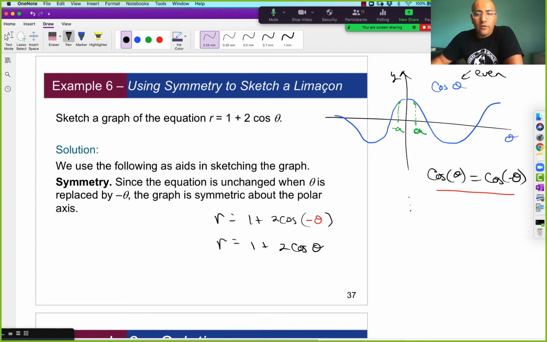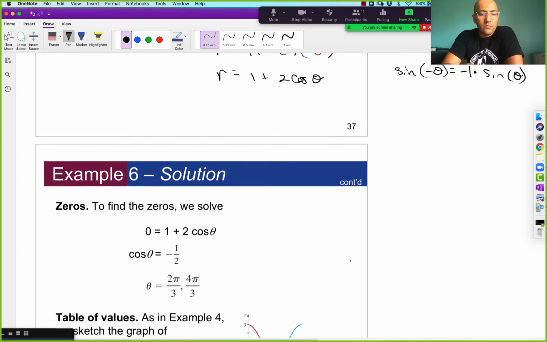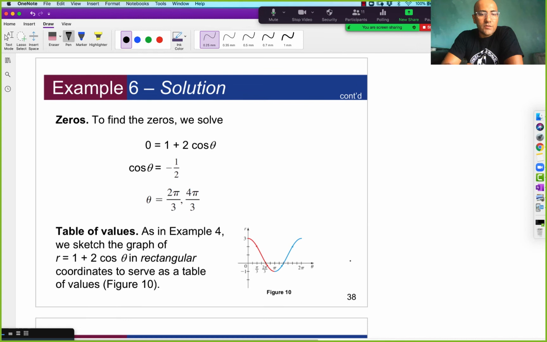For similar reasons, remember that sine of negative theta is equal to negative 1 times sine of theta. This one was odd. So if this original equation had a sine in there, we wouldn't be able to do this. It would be noticeably different. Any questions about that? No? We can also find the zeros by setting our equation equal to 0, and that'll help us find the zeros of our graph.